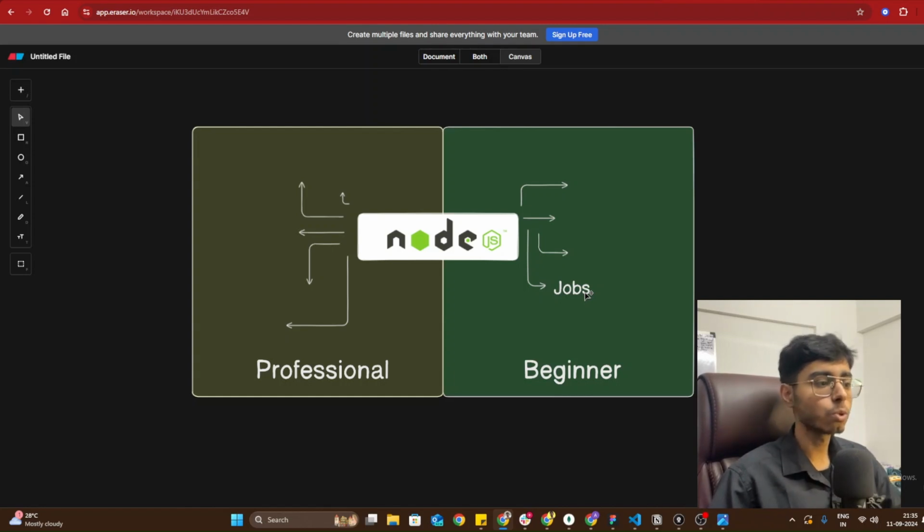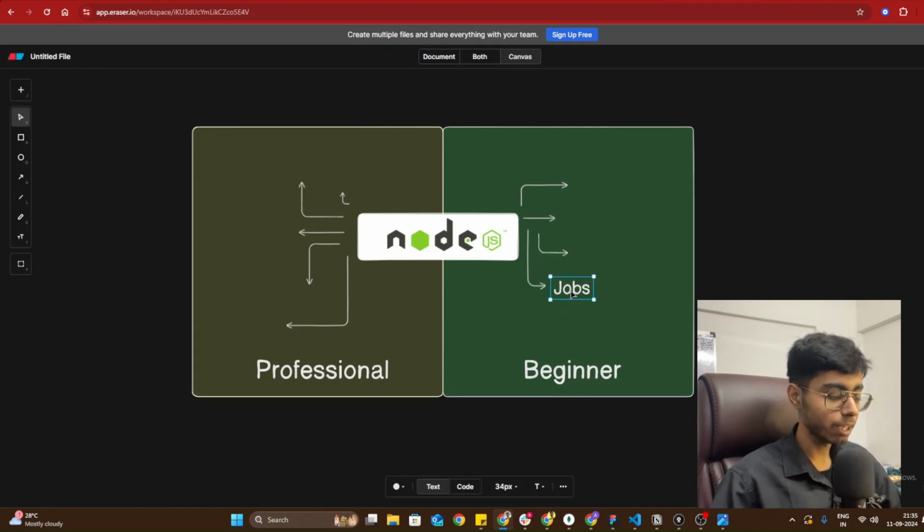So yes, Node.js has multiple jobs. I understand that today, right now, in this time period, the job market is down, but it's not down for just Node.js. It is down for all the tech stacks. When the market will improve, Node.js has a lot of scope. So Node.js jobs are not going anywhere in the near future. So jobs are there, right?